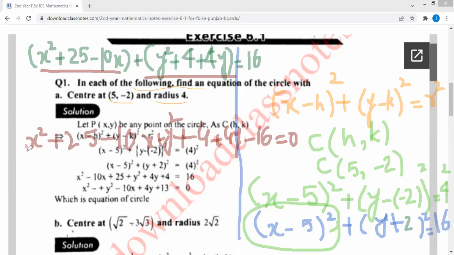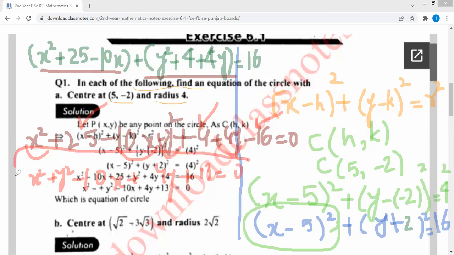So I have to write there x square and y square. First it is x square plus y square, then negative 10x, so it will be negative of 10x. Then positive 4y, so positive 4y. Then I have to plus 25 with 4, so the answer is 29. 29 minus 16 will be plus 13 equals to 0. So this is the final answer of my equation of circle.